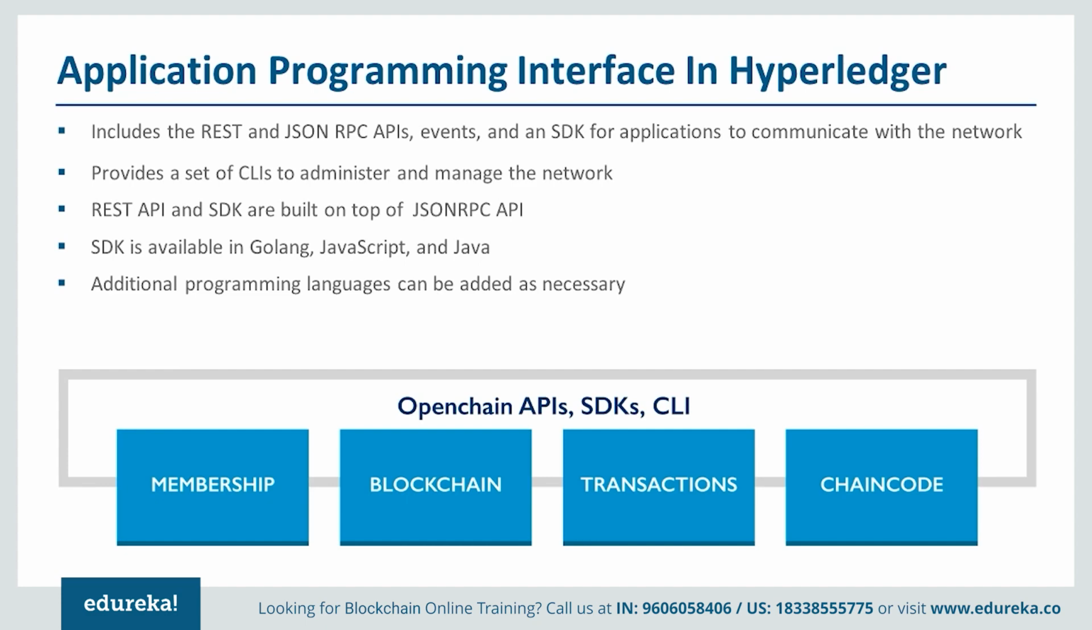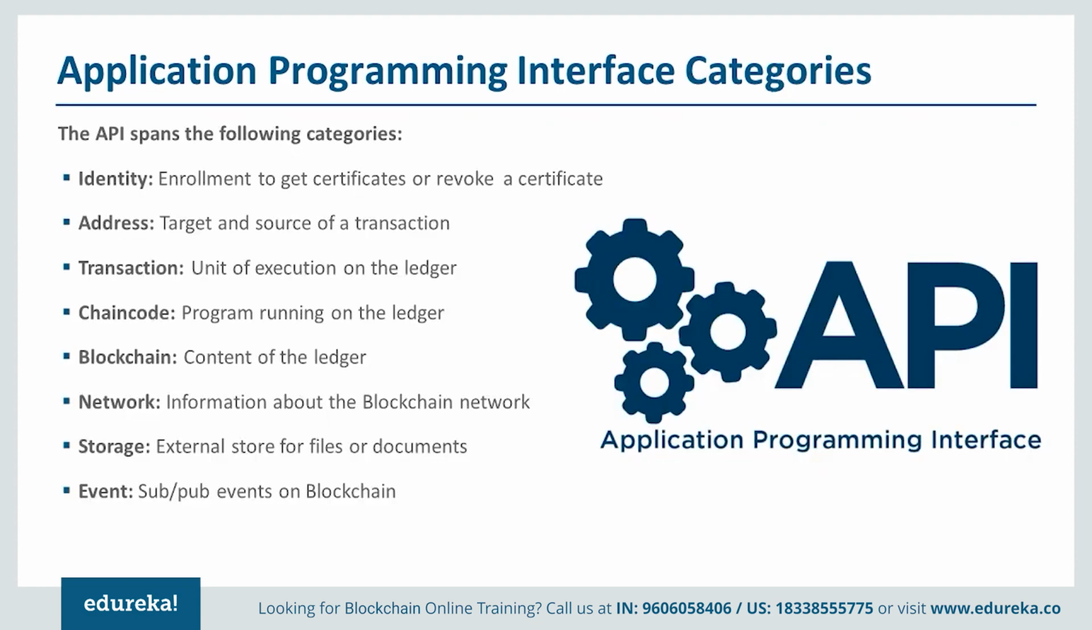So SDK is available in Go, JavaScript, and Java. So it is not only in Go, Java, JavaScript. You can also have an SDK available in C++, Node.js, various other languages. Additional programming languages can be added as necessary. Again, this is something that we have already gone through: identity, addresses, transaction, chain code, blockchain, network, storage, event. And there are APIs available for interacting with all these entities in blockchain.